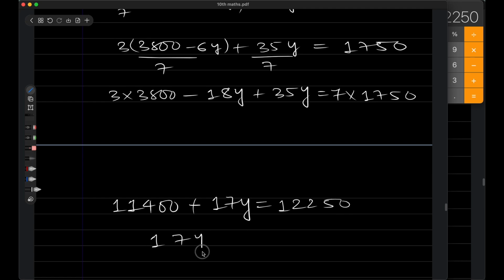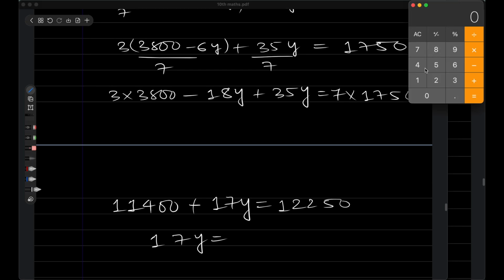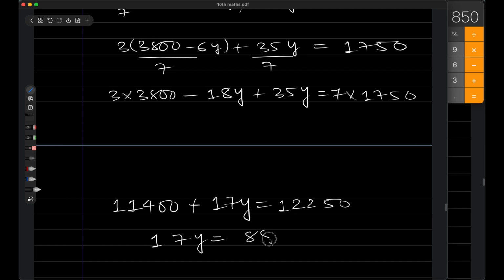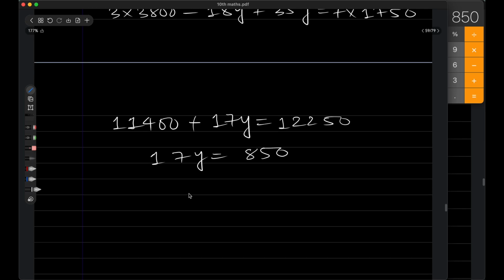We will get 17y equals 12250 minus 11400, that is equal to 850. We will get y equals 50 rupees. We got the value of y.